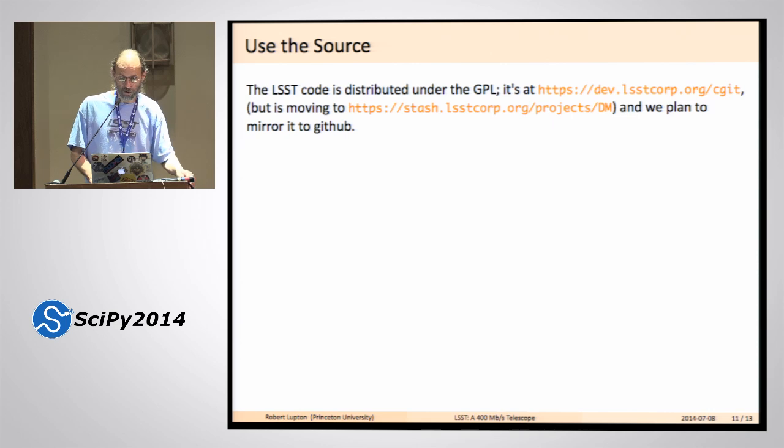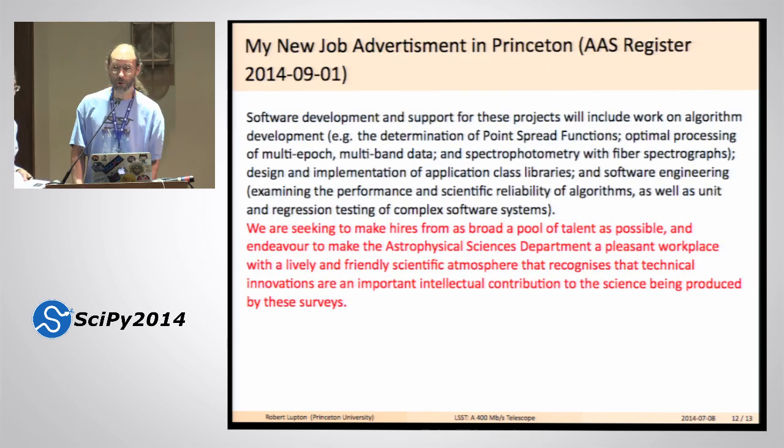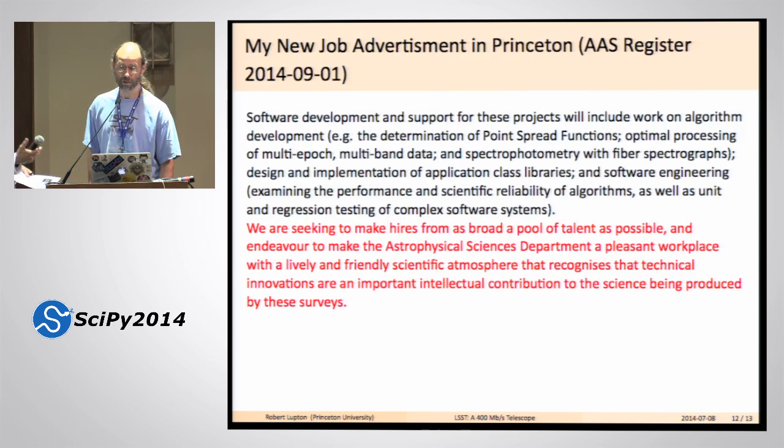So how do you get involved? First of all, here's the source code. It's under the GPL. It's in Git, not currently mirrored to GitHub. And finally, and most important, I'm looking to hire people. If you want to work on algorithms, here's your chance. We're doing fun things. Thank you very much.